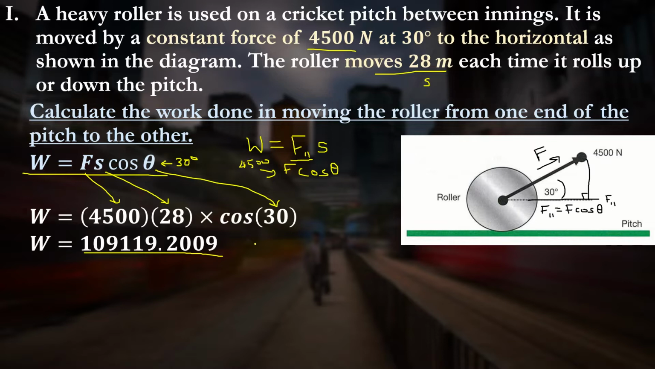If I put it into three significant figures, I get 109,000 joules. The units for work is joules, but we can also use Newton meters. Just remember, another definition for work done is the change in kinetic energy. So that's the question here, and let's move on to the actual topic for today.